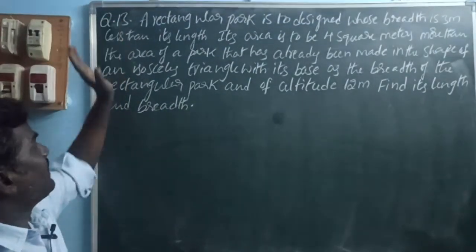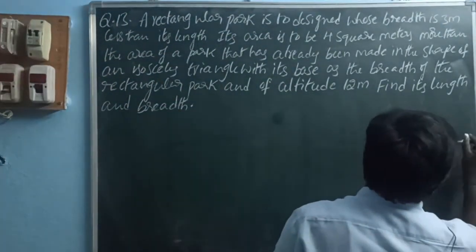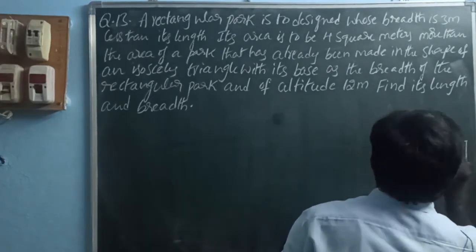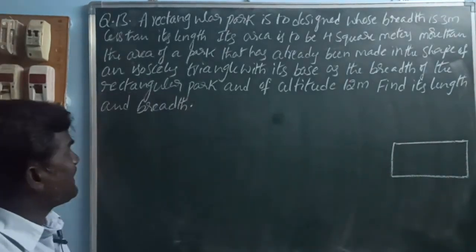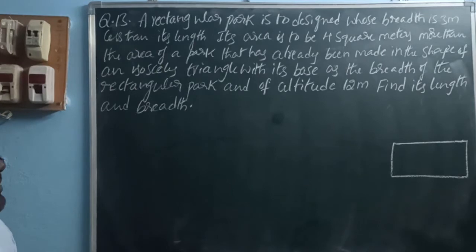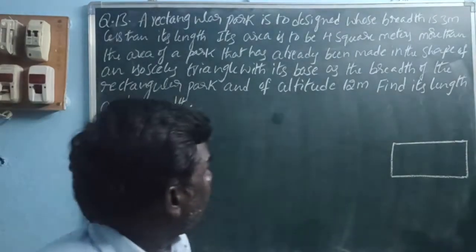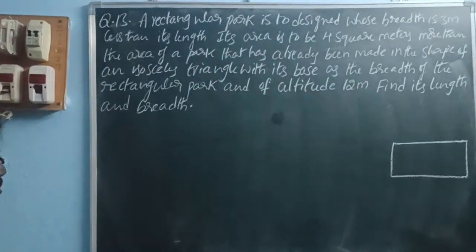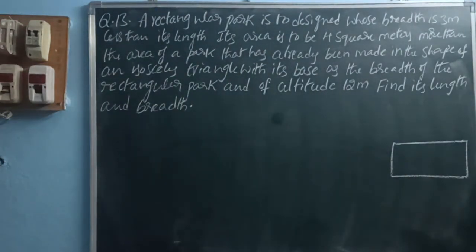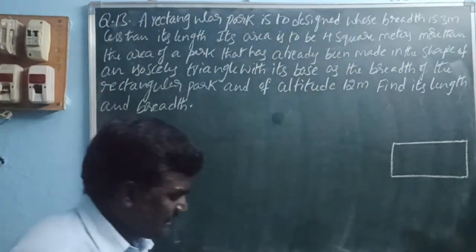Question number 13. A rectangular park is to be designed whose breadth is 3 meters less than its length. Its area is to be 4 square meters more than the area of the park that has already been made in the shape of an isosceles triangle. Its base is the breadth of the rectangular park and its altitude is 12 meters. Find its length and breadth.